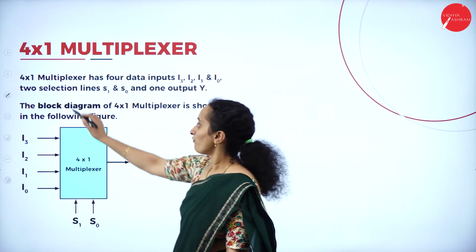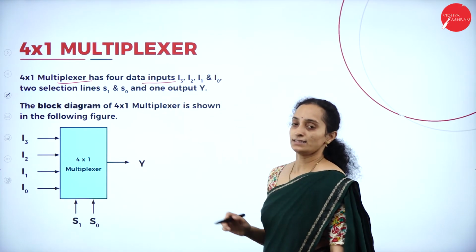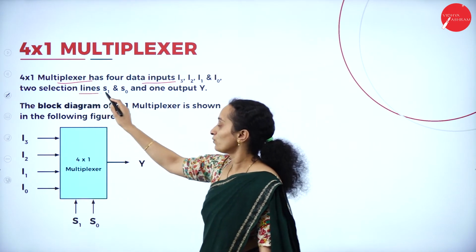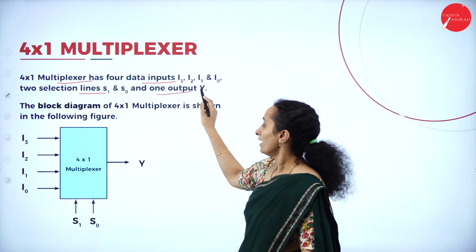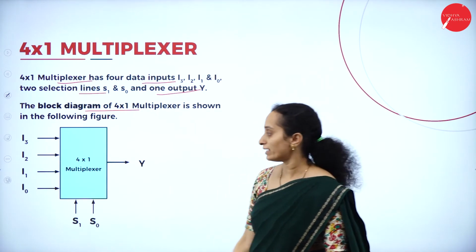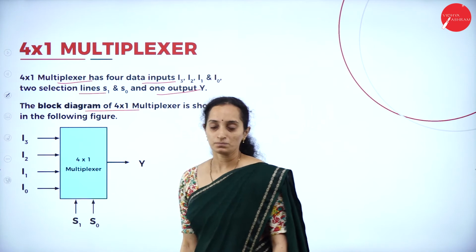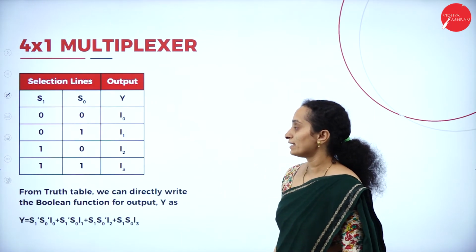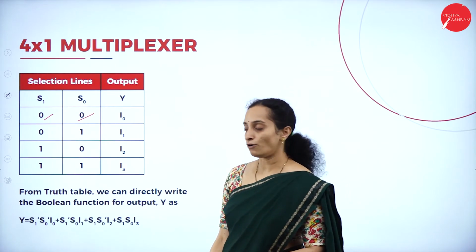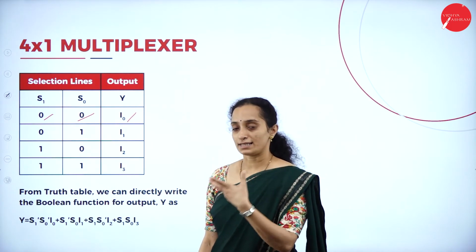Here we have a 4x1 multiplexer that has 4 data inputs, I0 to I3, 2 selection lines, S1 and S0, and 1 output Y. The block diagram of the 4x1 multiplexer has been shown here. We have the inputs I0 to I3, selection lines S1 and S0, and an output Y. How is it implemented? When both the selection lines are in the low state, the input I0 will be selected. It is sending the data to the output.